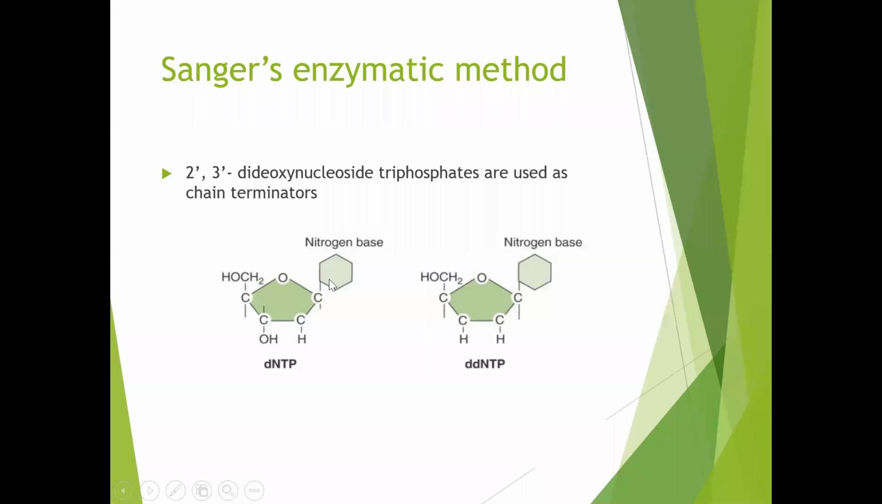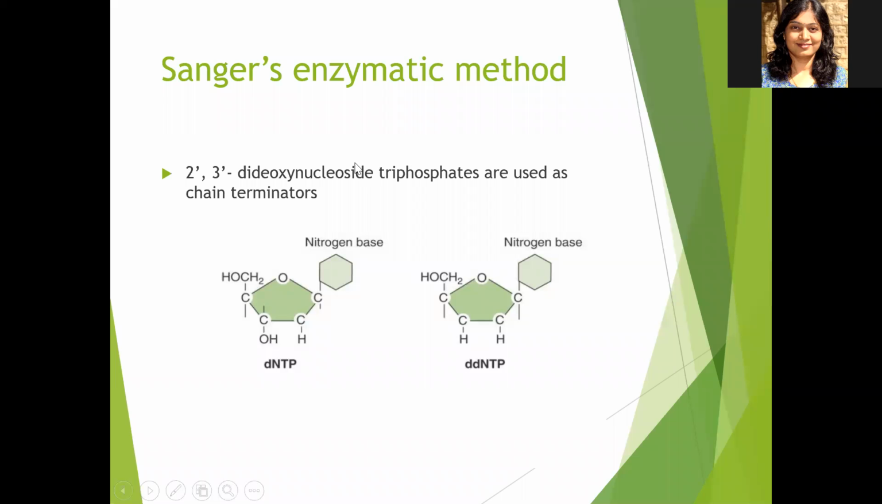But here, instead of dNTP, if we use ddNTP, when it comes and gets added to the growing chain, there is no free OH group at the third position of the ribose sugar, I mean deoxyribose sugar. So when there is no free 3' hydroxyl group, the further extension of the DNA does not take place. That's where the chain gets terminated. That is why this method is called the chain termination method. We use dideoxynucleoside triphosphates as chain terminators, which will help us in determining the sequence of DNA.